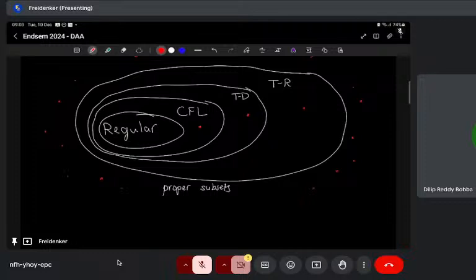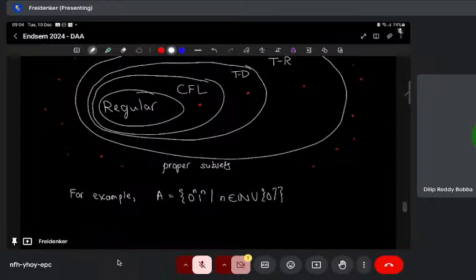See, for example, we looked at this case, right? If you have to show, okay, give me a trivial example of a context-free language that is not a regular language. One example is this one. For example, A is a CFL, a context-free language, but not a regular language. So this is an example.